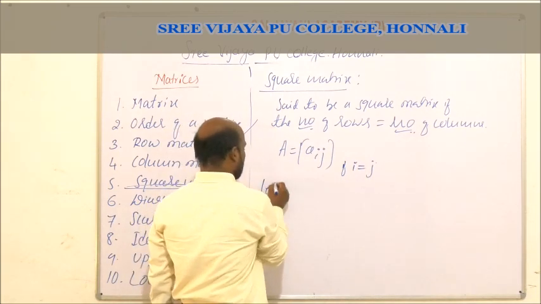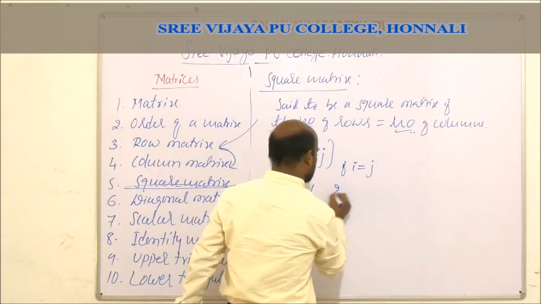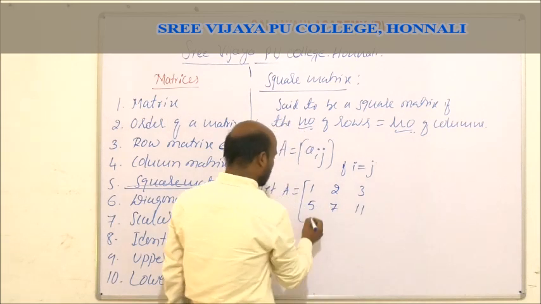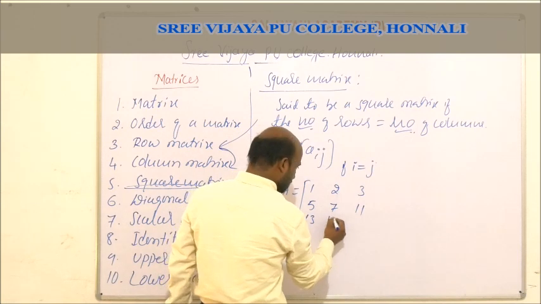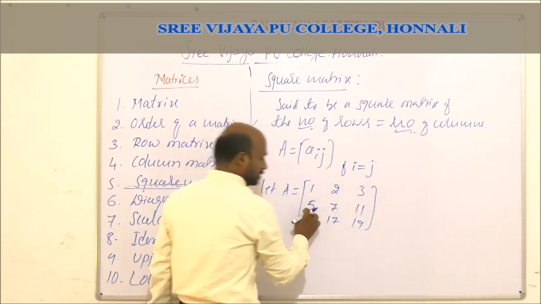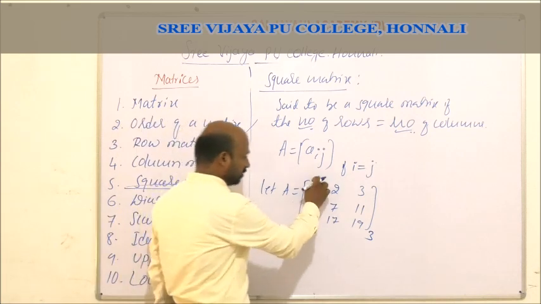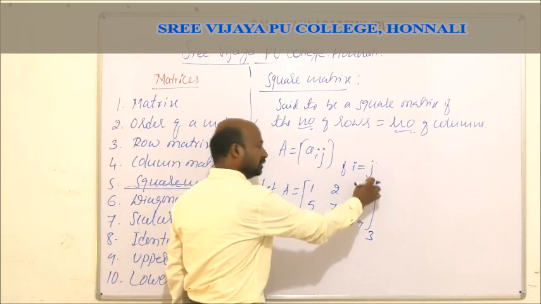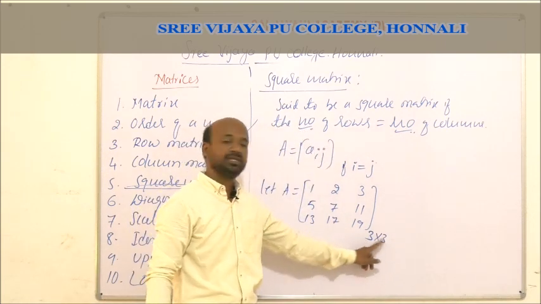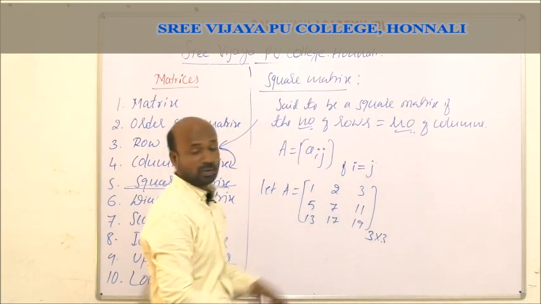For example, let us take the matrix A = [1, 2, 3; 5, 7, 11; 13, 17, 19]. Number of rows: first row, second row, third row. It has 3 rows. Number of columns: first column, second column, third column. So it has 3 columns. See here, m is equal to n. That is, number of rows equal to the number of columns is called a square matrix.